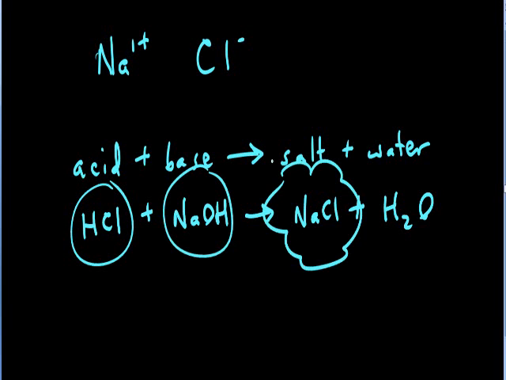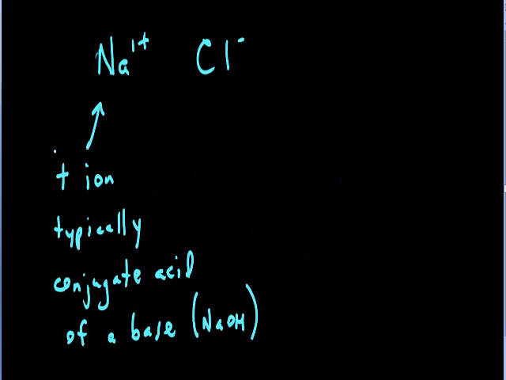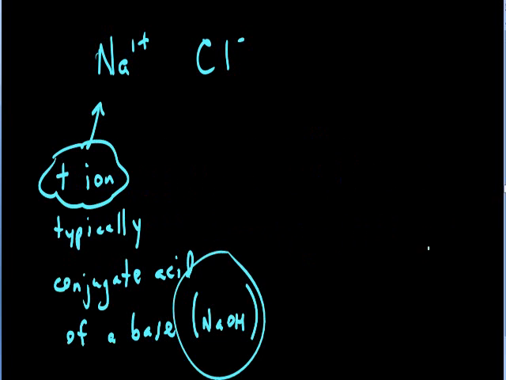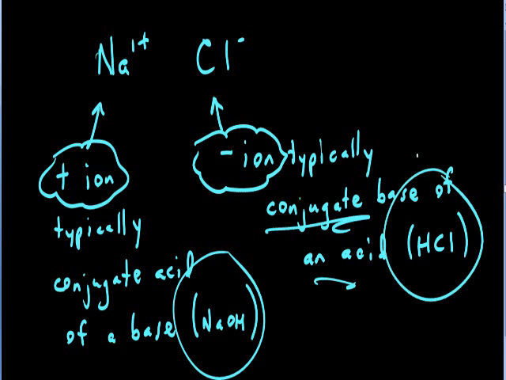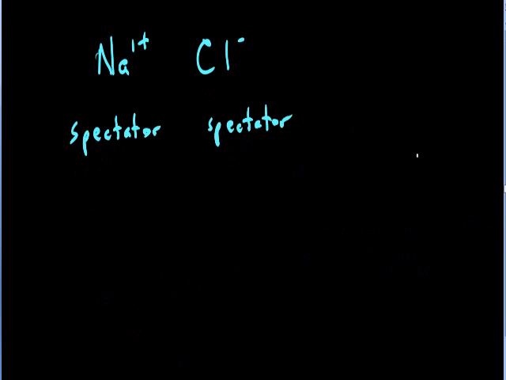Now in salts, the positive ion is typically the conjugate acid of a base. In this case, our base would be sodium hydroxide, the strong base. Likewise, the negative ion in a salt is typically the conjugate base of an acid. In this case, our acid is HCl, the strong acid. Both of these ions, the sodium and the chloride ion, when in a salt, are going to be spectator ions, doing absolutely nothing to alter the pH of a solution.